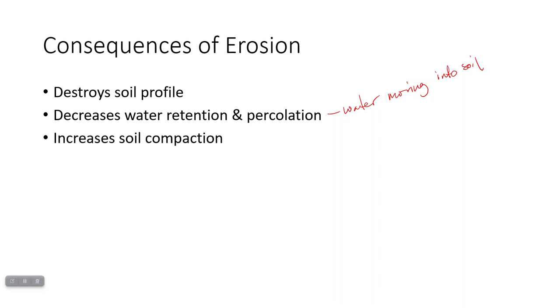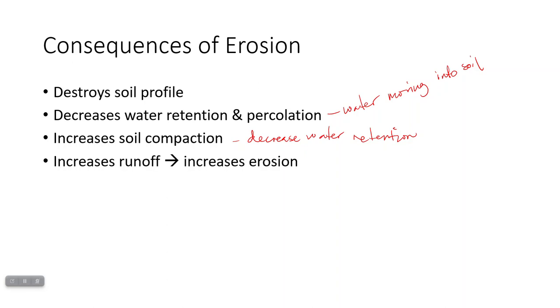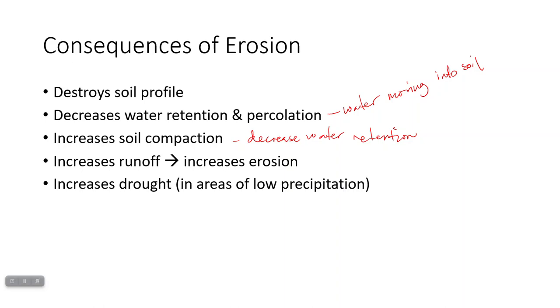When you have increased soil erosion, that increases soil compaction, which can also decrease water retention because the soil gets compacted or squished together. It doesn't have pore spaces or empty spaces where water can sit. This can also increase runoff, and when you increase runoff, that increases erosion, which increases runoff, which further increases erosion, and it forms a positive feedback loop, which just basically makes the whole process worse.